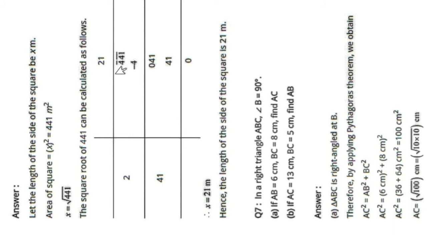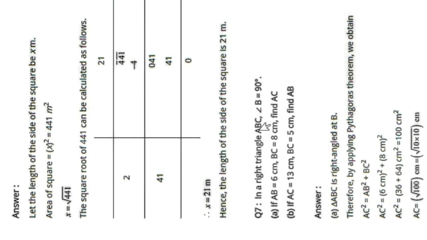Now the nearest square number is 4. So 2 2s are 4. Now 4 minus 4 will be 0. 41 we take down. Here 2 plus 2 is 4. With 4 put such a number that the multiplication of the same number gives 41. So 1 41s are 41. So our answer is 21 and here will come 0. So x is equal to 21 centimeter. Hence the length of the side of the square is 21 meter. Not centimeter, it is meter.